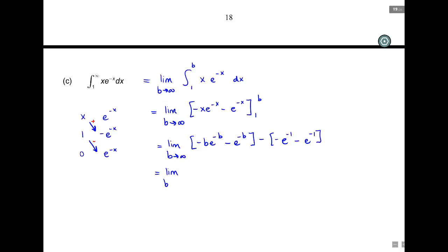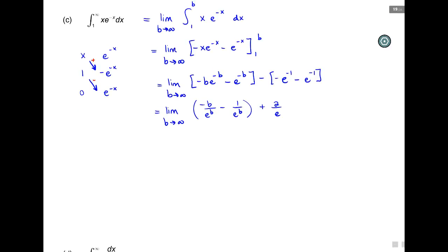So let me just rewrite this. This gives us negative b over e to the b minus 1 over e to the b. And then this actually gives us a plus 2 over e, because I have 2 of those. Now, as b approaches infinity, take a look, we have b over e to the b, so that's going to go to 0. And 1 over e to the b, that's going to go to 0. So we're just left with 2 over e.